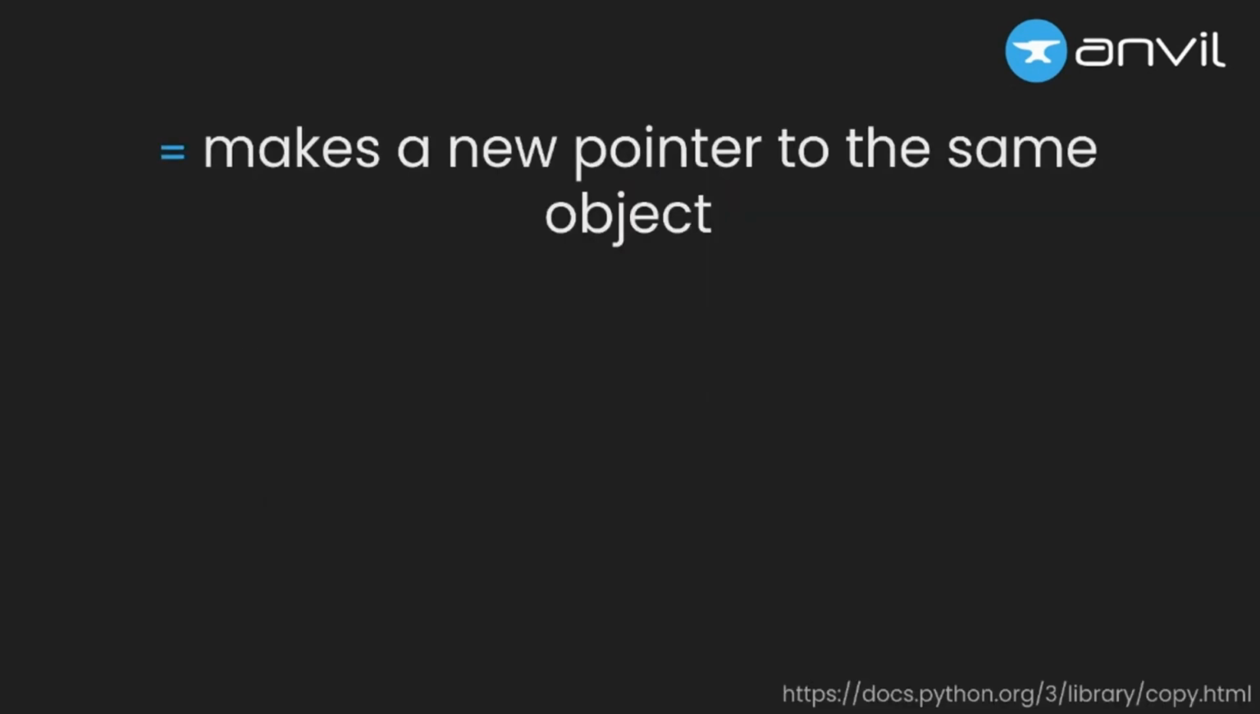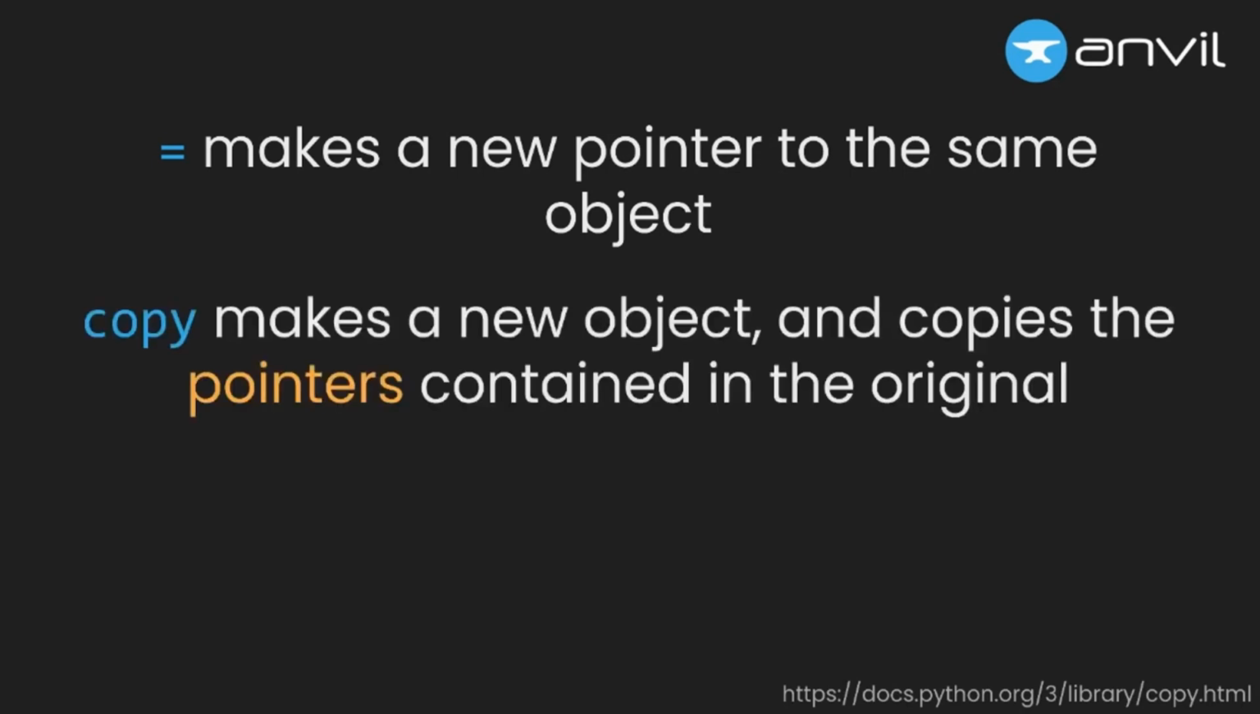So if you've got a list A and you say B is equal to A, both B and A are pointers to the same object. Copy will make a new list object, but any pointers that were contained within the original list object, you'll just get new pointers to those objects.